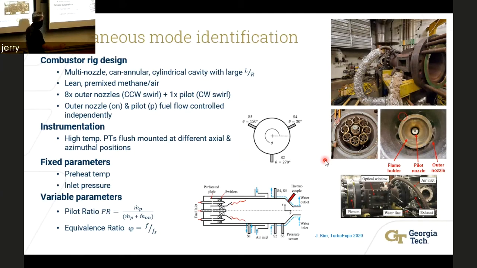This is just a diagram of the combustor. Essentially air goes along the walls of the combustor, which is actually heating it up, and then because it's drawing heat from the combustor walls, it's injected.